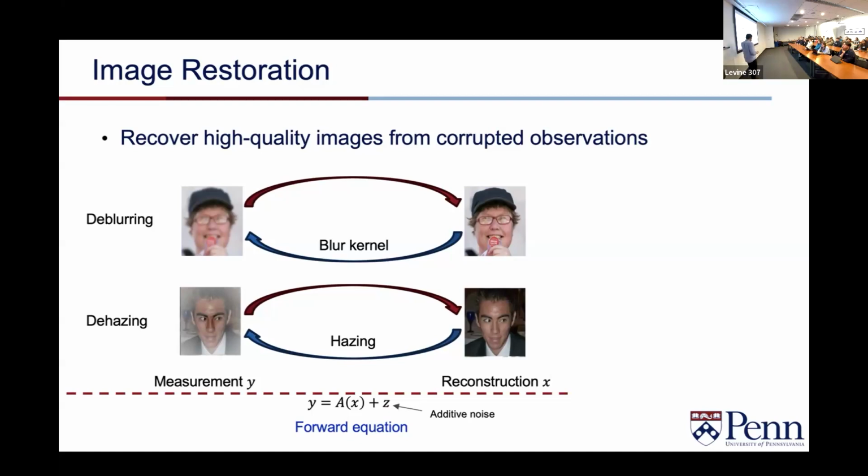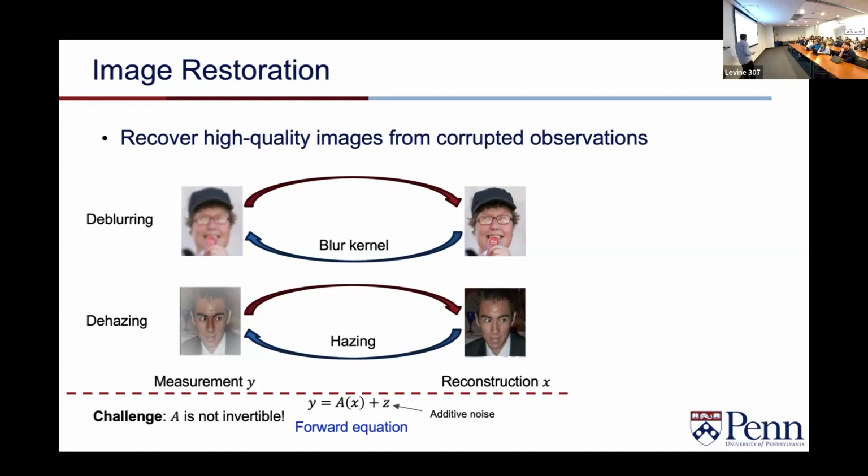For these two examples, for the deblurring example, we might know that the blurry image was obtained by applying a specific blur kernel across my image, convolving my image with that blur kernel, or maybe some hazing operator that models how light scatters in a foggy environment. And so this is the setup for the problem.